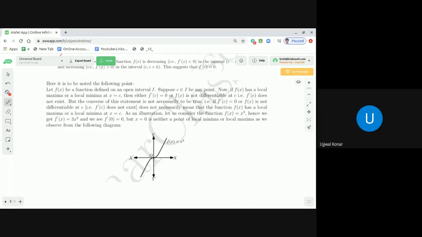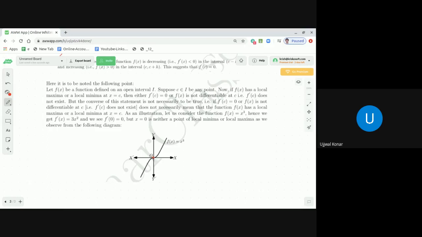Let's take an example. If we take the function f(x) equal to x cube, then f dash x is equal to 3x square, and we see f dash 0 is equal to 0, but x equal to 0 is neither a point of local minimum nor a point of local maximum, as we observe from the following diagram. You see this particular point x equal to 0. Can you say by looking at the function whether it is a minimum or maximum? No, but still f dash 0 equals 0.